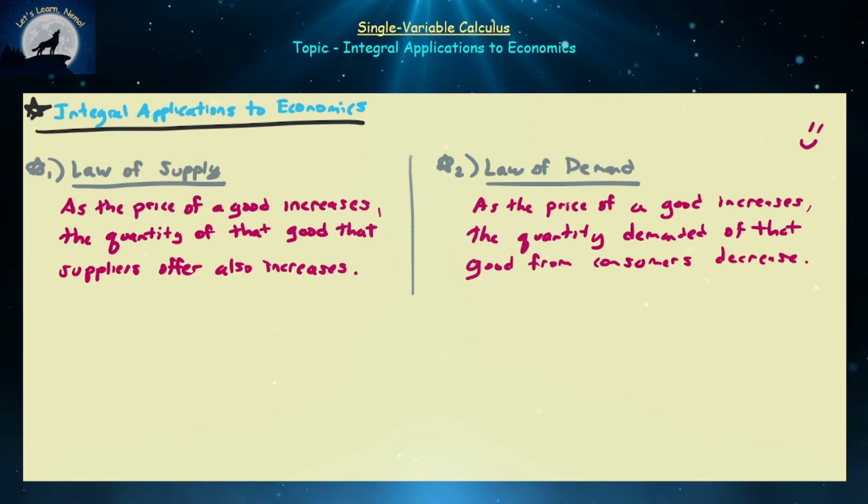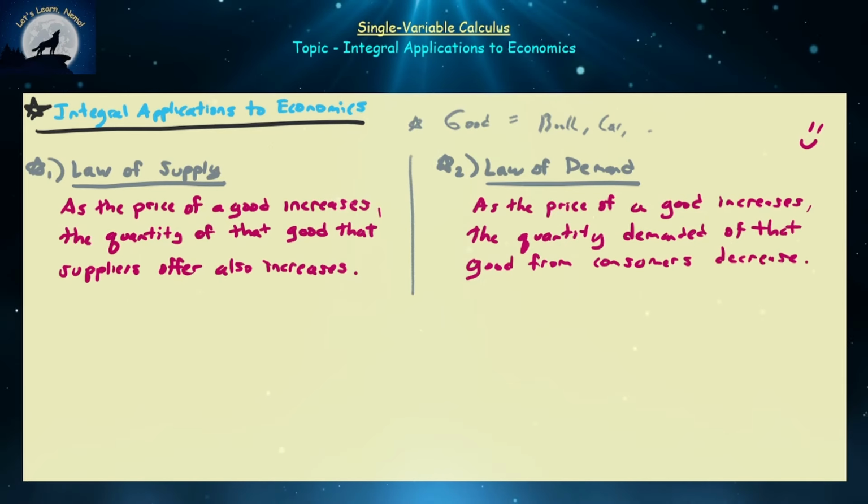So first off, you start off with some good that you want to sell, for example, a book or a car, something like that, right? So that's going to be the good that either some people are going to buy or a company is going to produce or make. Right? So the law of supply says as the price of that good increases, the quantity of that good that suppliers offer is also going to increase, because if it's more expensive, we obviously want to sell more.